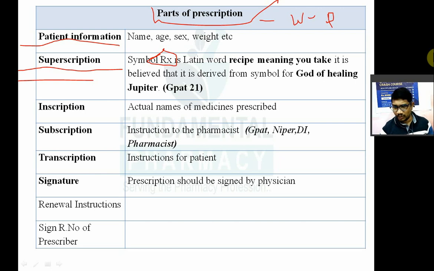Now what is that? RX means recipe. It is nothing but the meaning of this RX is a recipe, or it means you take. What do you take? Following things you have to take. So RX means what you take.